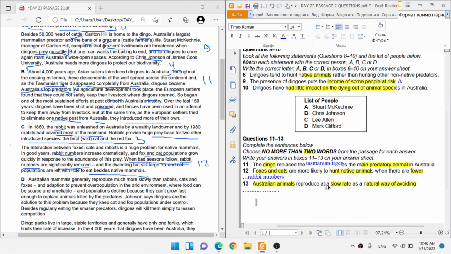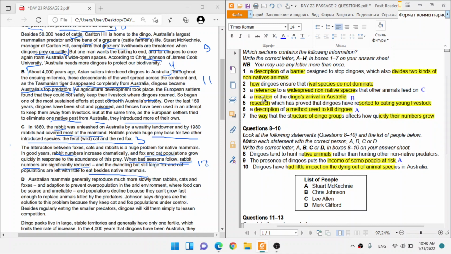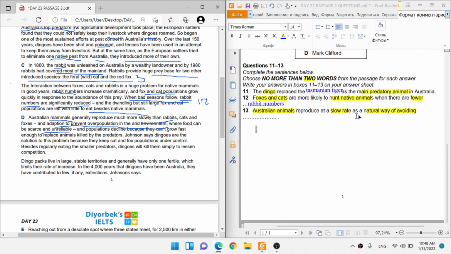So, do I have any of the other ones? No, there's not. Australian animals reproduce at a slow rate as a natural way of avoiding what? We need to find that. Okay, Australian mammals generally breed more slowly than rabbits, cats, and foxes, and that's an adaptation to prevent overpopulation in the arid environment where food can be scarce and unreliable. So they reproduce at a slow rate as a natural way of avoiding overpopulation. Question 13 is going to be overpopulation.